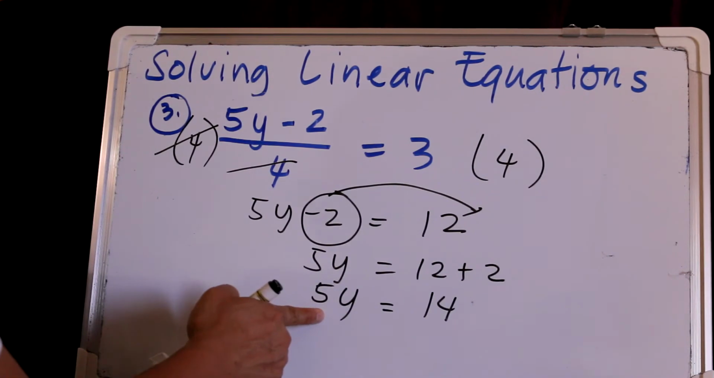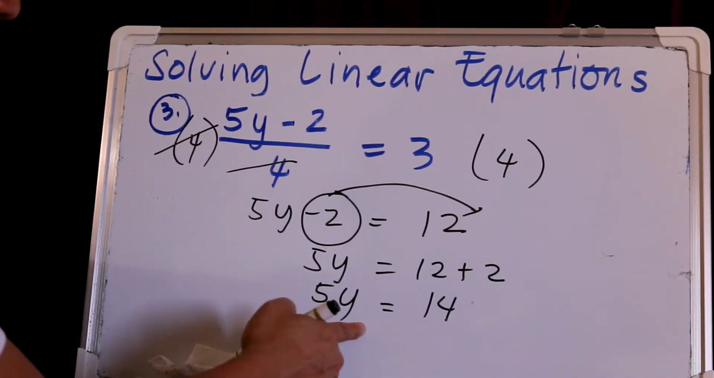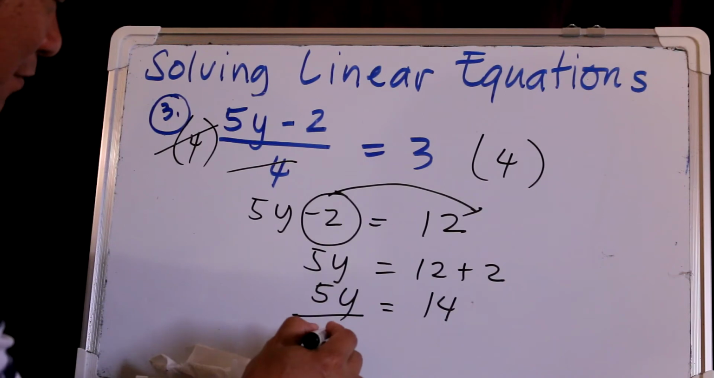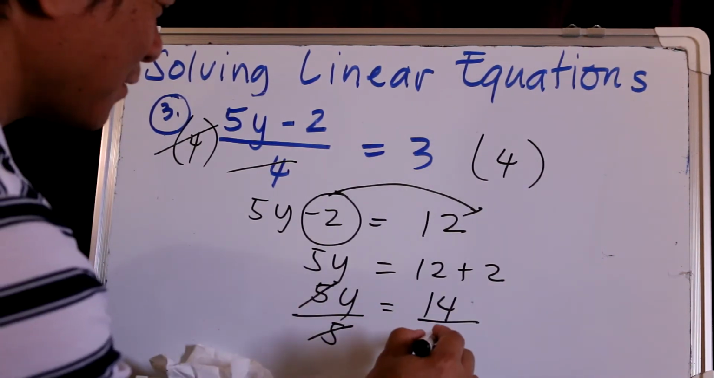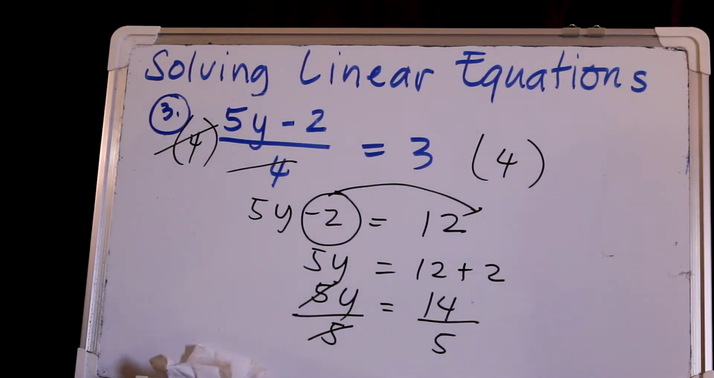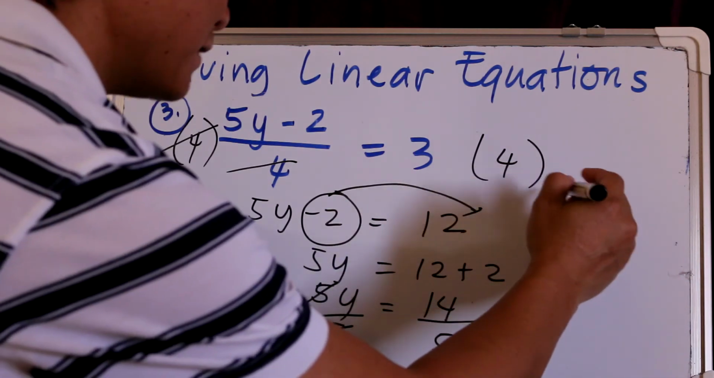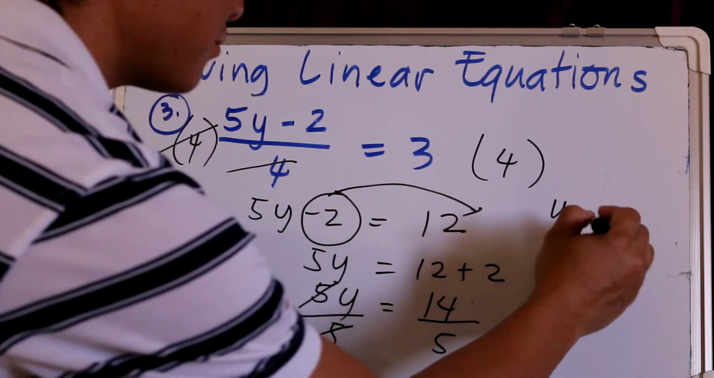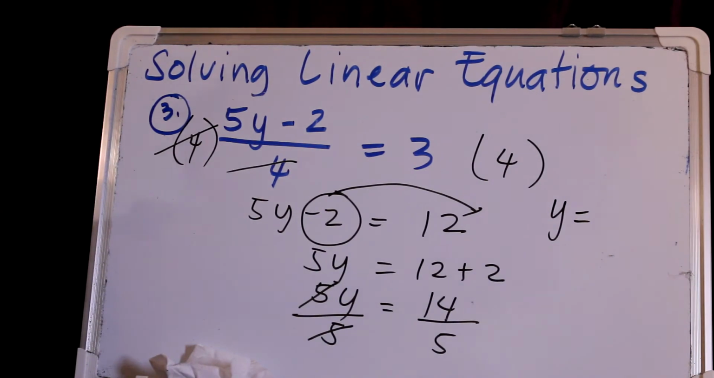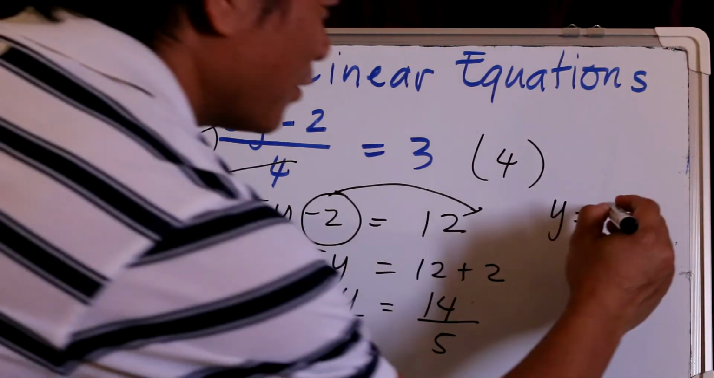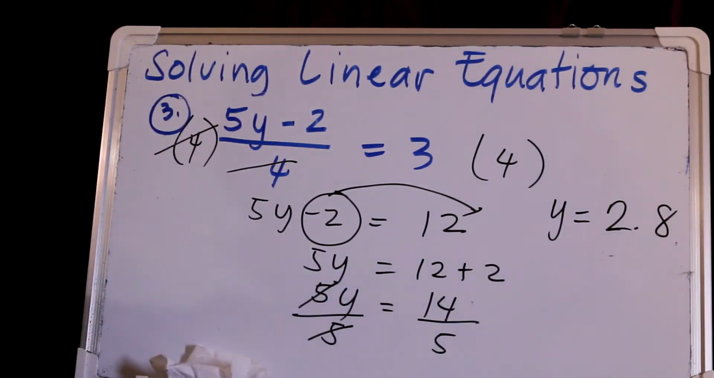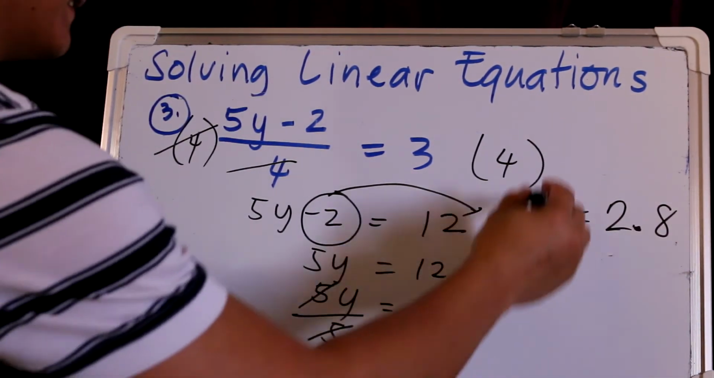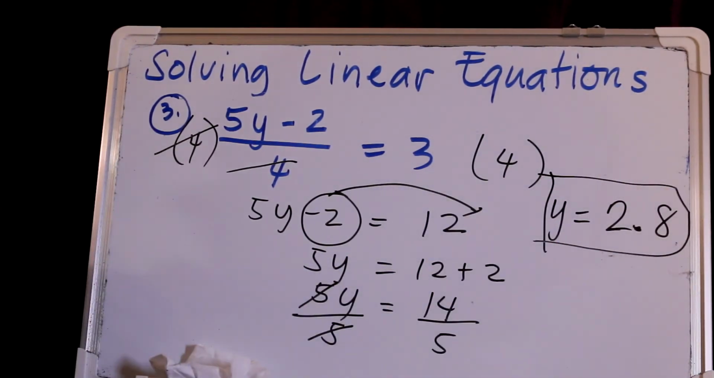Then 5y, this is multiplying 5 and y, so you are going to divide with 5. Divide with 5 to cancel that one out, so you will have 14 divided by 5. So that means you will have y is equal to, okay, so y is equal to 2.8. Box that. Easy, right?